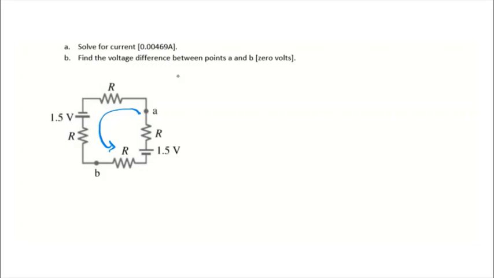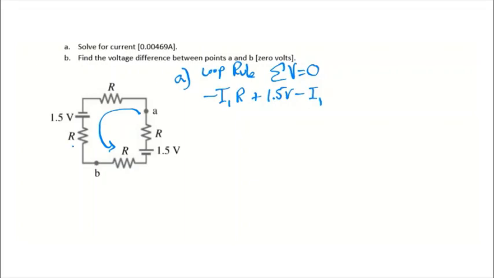So first, the loop rule says that the sum of the voltages must be 0. So starting from point A, we have minus I1, because there's only one current, times capital R, plus 1.5 volts minus I1, so now we're at this resistor, times R.